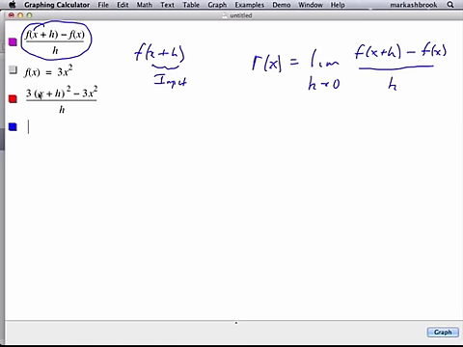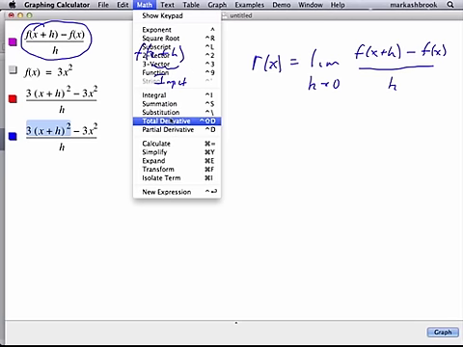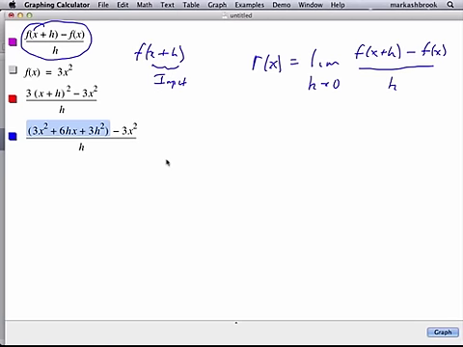Okay, watch this. It's pretty slick. So I'm going to keep copying and pasting so we can see all the steps. But what we need to do now is expand this and see if we can get a simpler form of this expression. So I can highlight the 3 times x plus h squared. If you go to the math menu and hit expand, boom, it does it for you. All right, so I'm going to copy that for the next line.